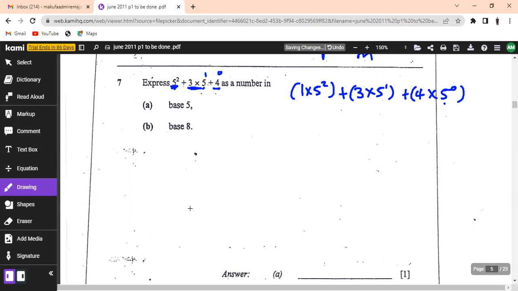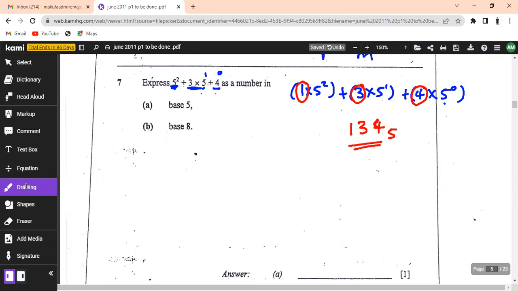So these were the numbers which were in base of what? Which were in base of 5 before we had to write in this format. We had got 1, we had got 3, and we have got 4. So these were the numbers which were in base of 5. So it's 1, 3, 4 in base of 5, just like that, okay? So that was the case, and to base 8.